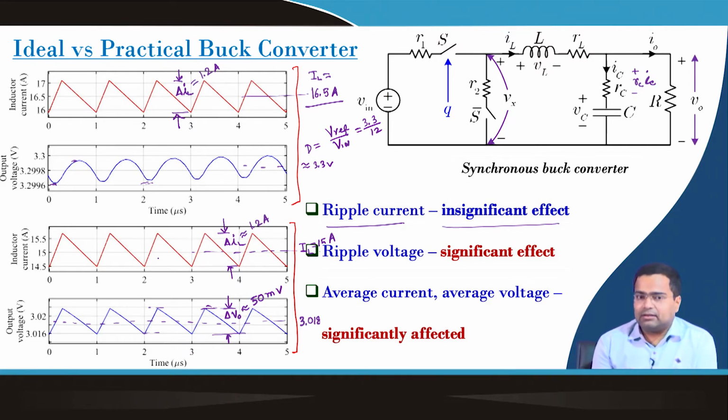So what we can conclude from here is that in a practical converter we will have a significant effect of ESR. So you have to choose the capacitor carefully; we should reduce the ESR magnitude.